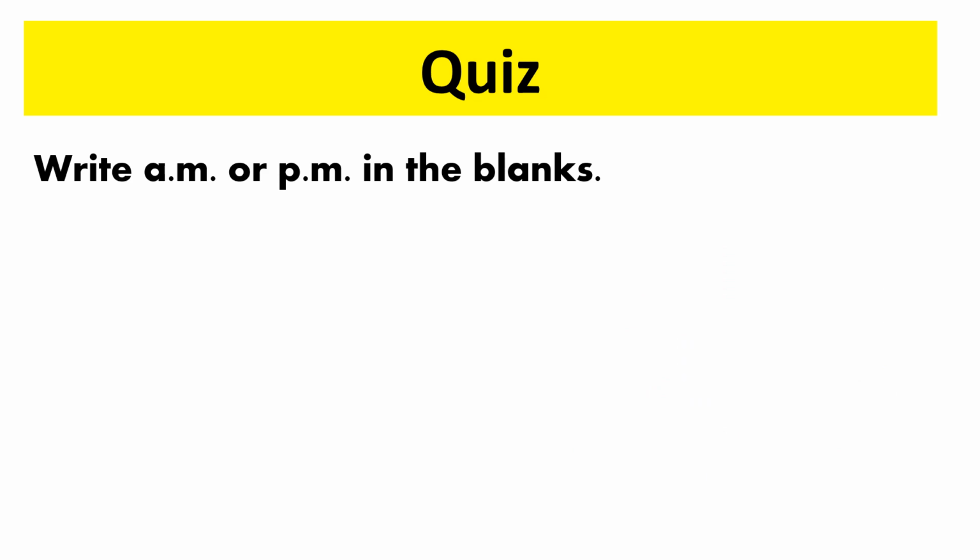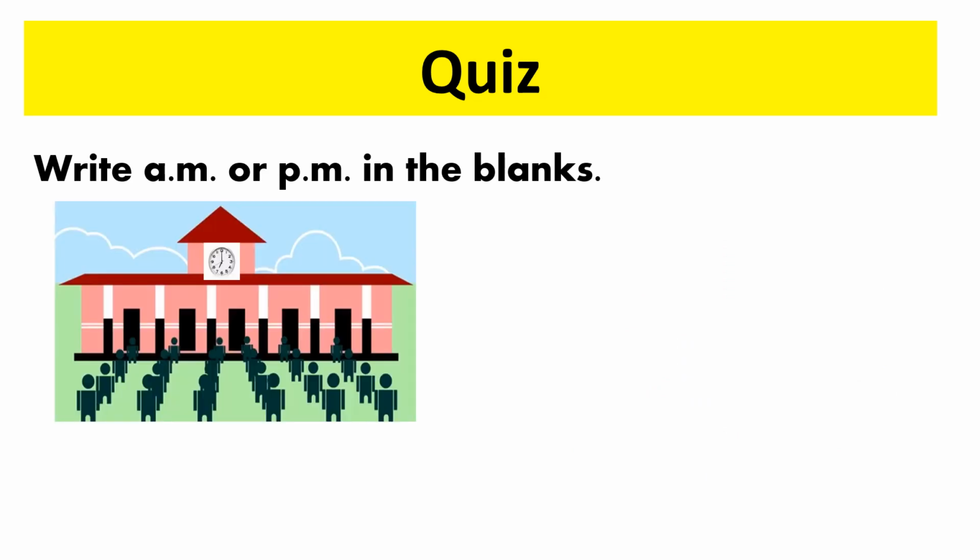The quiz: write a.m. or p.m. in the blank. First question, the school assembly starts at 7 what? Can you tell me? Is it AM or PM? I give you 3 seconds. 3, 2, 1. Yes, you are correct. It's AM. In the morning, the school assembly starts at 7 AM.